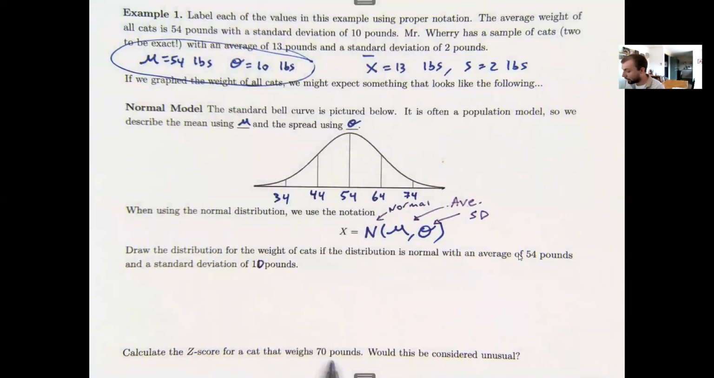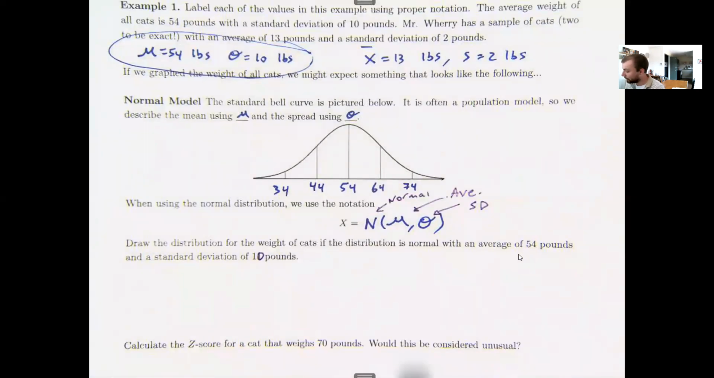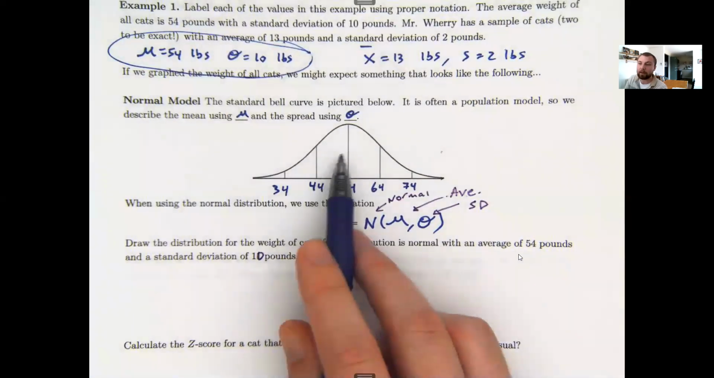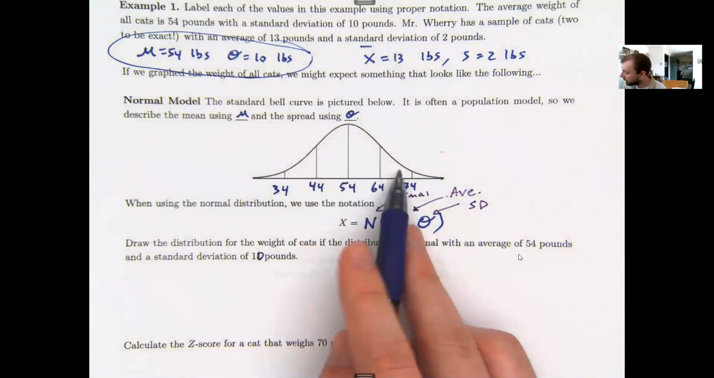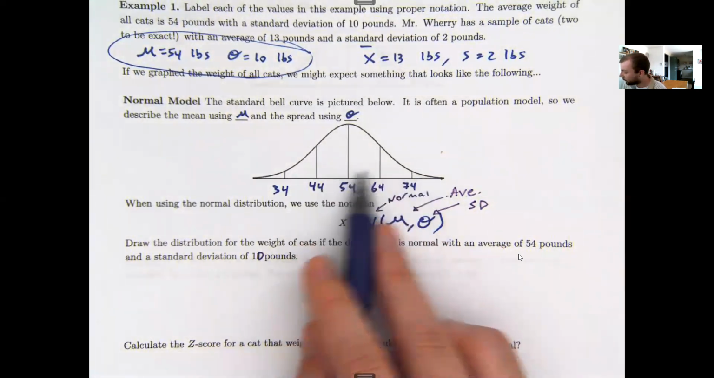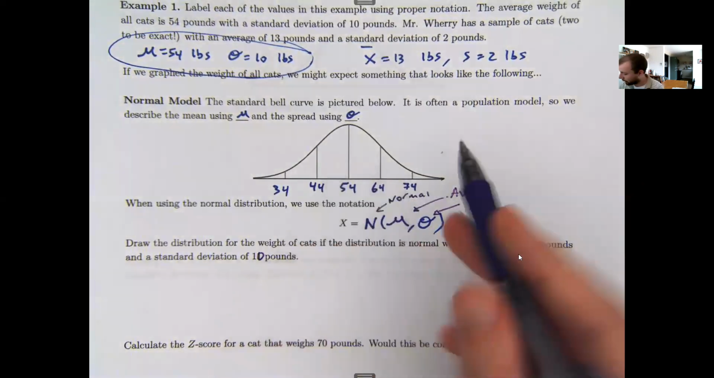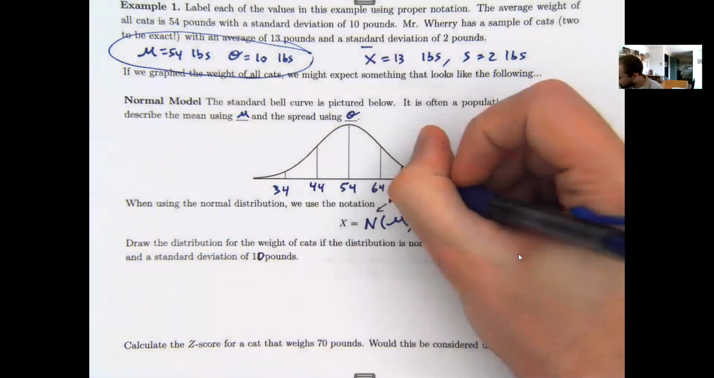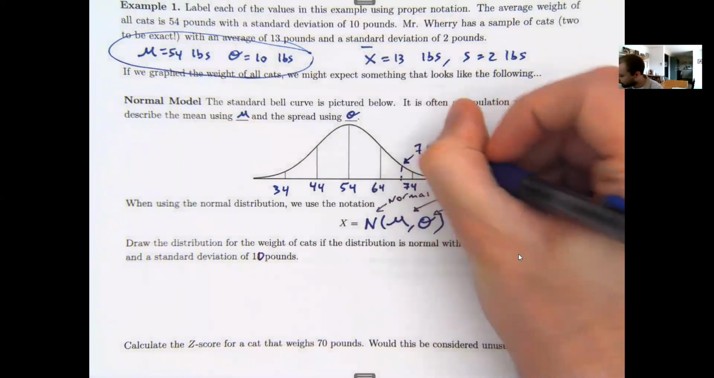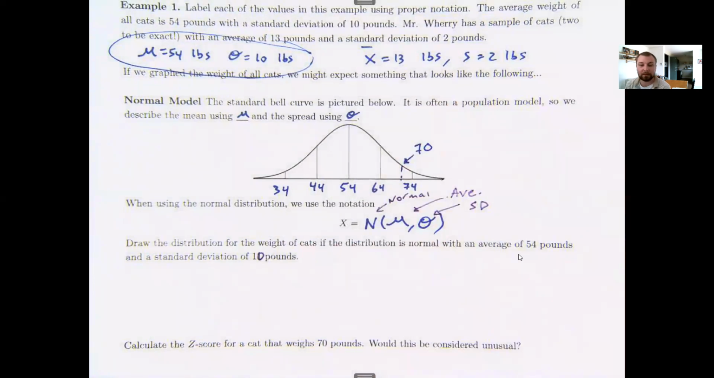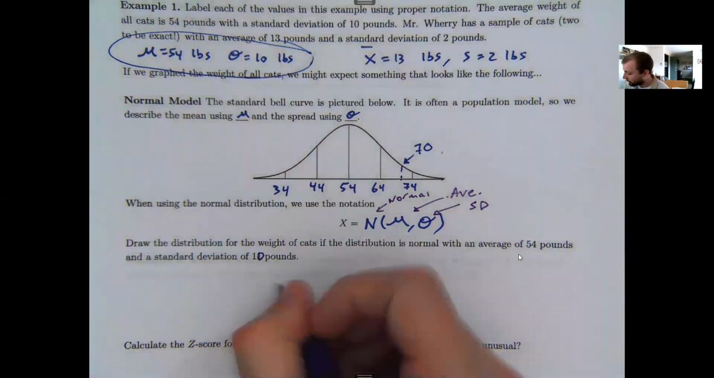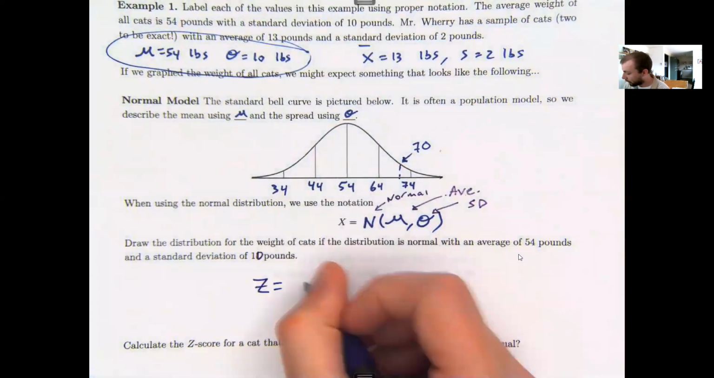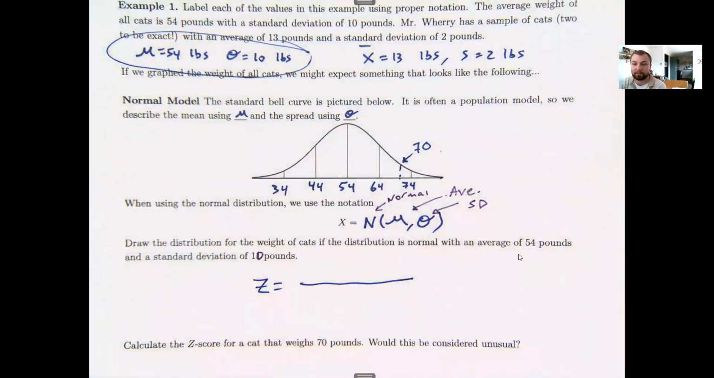Calculate the z-score for a cat that weighs 70 pounds and determine if it'd be unusual. Well, I can already see in my picture here that 70 pounds would be within 2 standard deviations. It would show up about here. And since it's within 2 standard deviations, it would be considered usual. But I'm still going to find the z-score because that also tells me about the rarity of the event.